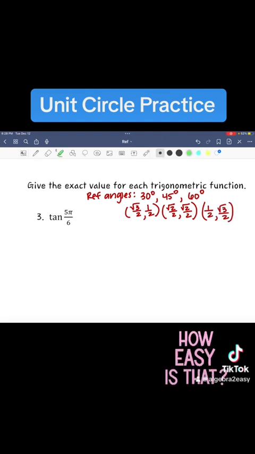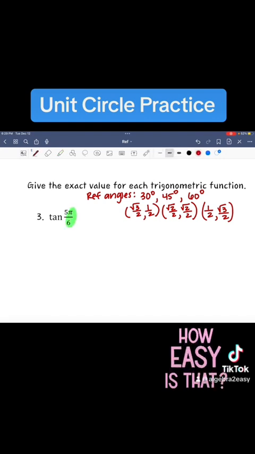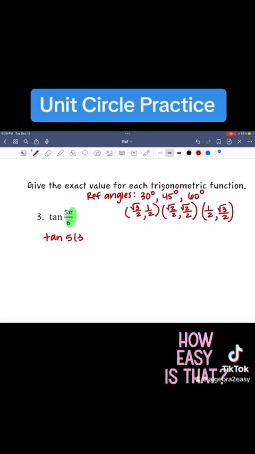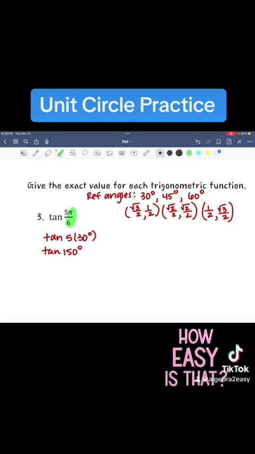Notice that we have tangent of 5 pi over 6. Particular reference angle is 30 degrees. If you didn't know that, definitely go back and watch the unit circle video. So then truthfully, you're saying 5 times 30 degrees? Well, that's 150 degrees. Since 30 degrees is your reference angle, we can go ahead and write this ordered pair down.